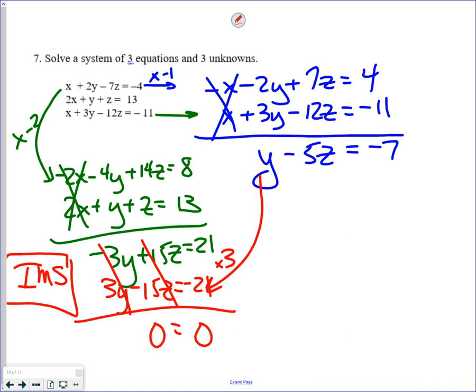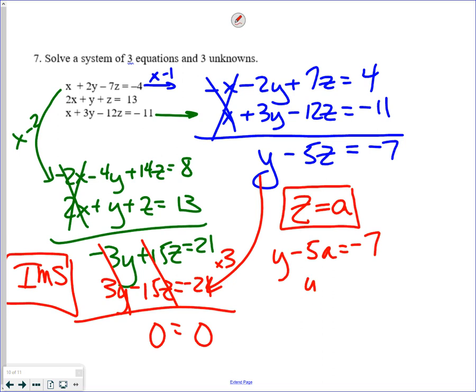Now, do not leave your answer that way. Here's what we're going to do. I want to make sure to explain this as best I can. Z is automatically a. So there's your first answer. Next, in place of z, put a and solve it for another letter. So y minus 5a equals negative 7. Adding 5a to both sides, y is equal to 5a minus 7.